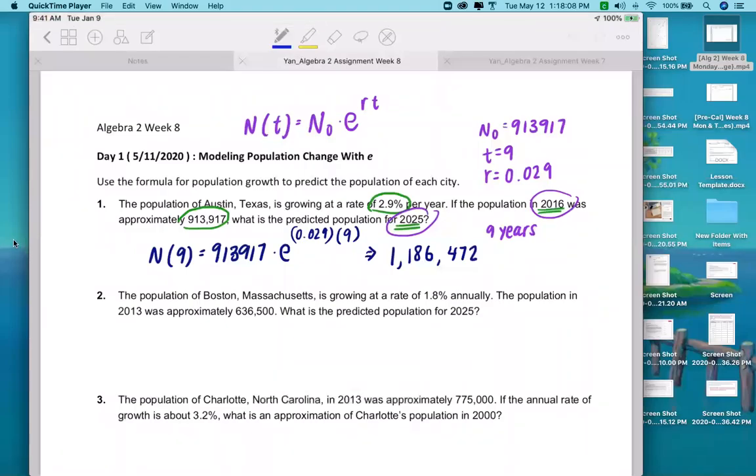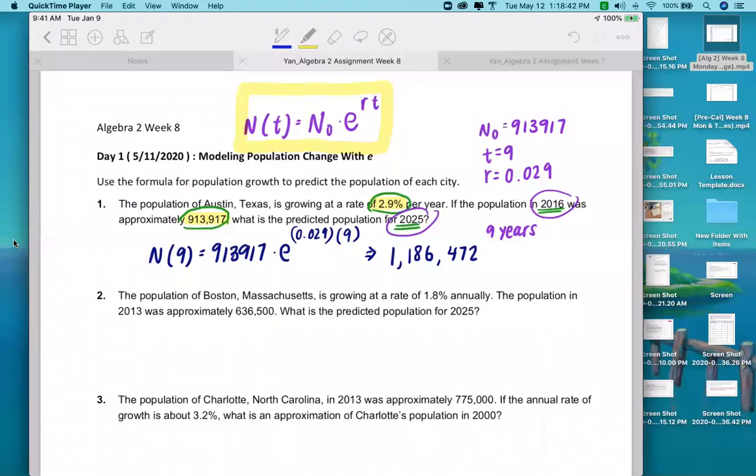Okay, so yeah, we're doing day one's homework, and the formula is N of t equals N sub 0 times e to the rt. Number one, it says the population of Austin, Texas is growing at a rate of 2.9%. So you know that's going to be my r later. And if the population in 2016 is this amount, what is the predicted population for 2025?